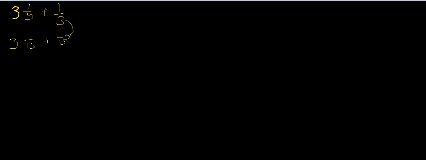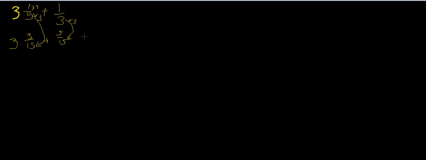To go from 5 to 15, you need to multiply by 3, so if we do the same thing to 1, that will give us 3. To go from 3 to 15, we're going to multiply by 5, so we're going to do the same thing to 1. So we have 3 and 3/15 plus 5/15.